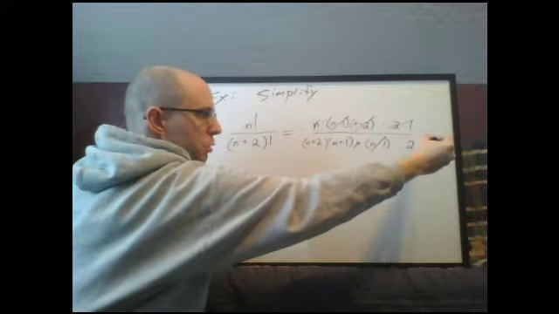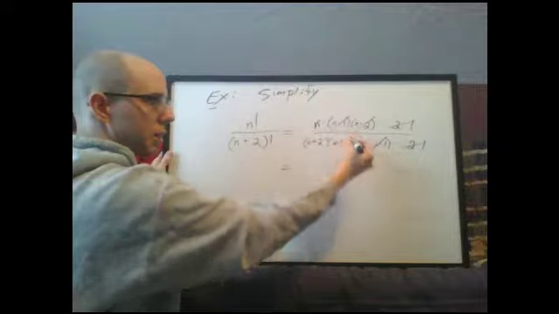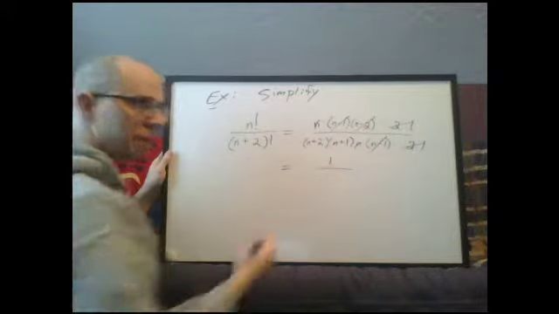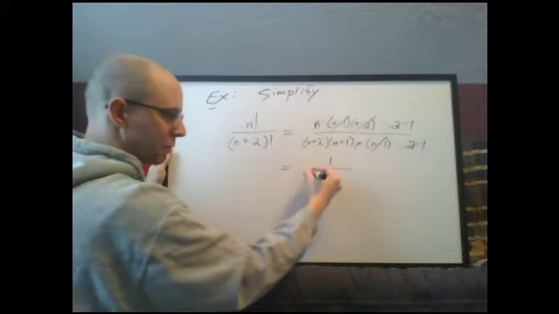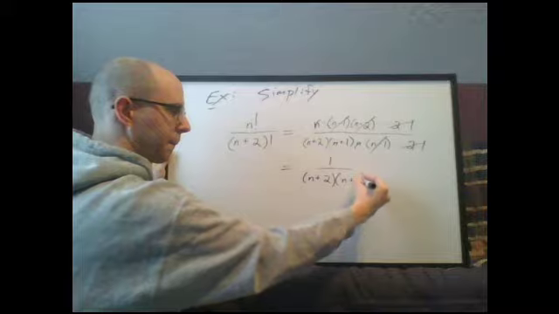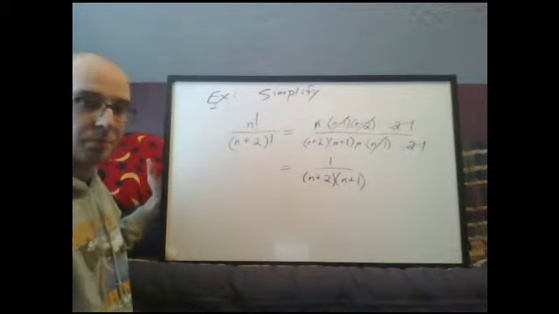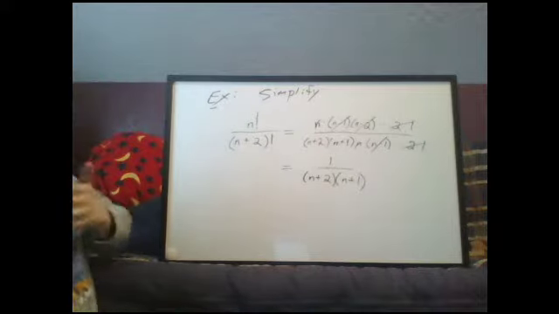So this entire numerator cancels with most of the denominator, and we're left with nothing on top. So if we cancel everything, we have a 1 left over, of course. On the bottom, we have n plus 2 times n plus 1. And that's relatively simple. It's just a number divided by a simple polynomial now.